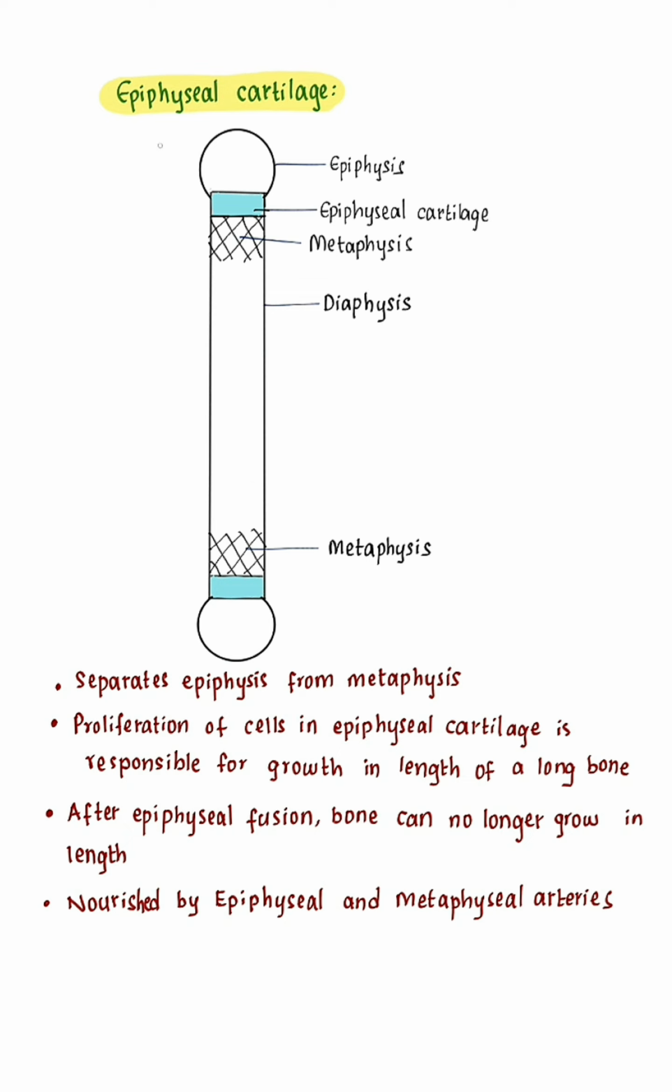Epiphyseal cartilage separates epiphysis from metaphysis. Proliferation of cells within the epiphyseal cartilage is responsible for growth in the length of a long bone. After epiphyseal fusion, bone can no longer grow in length. It is supplied by epiphyseal and metaphyseal arteries.